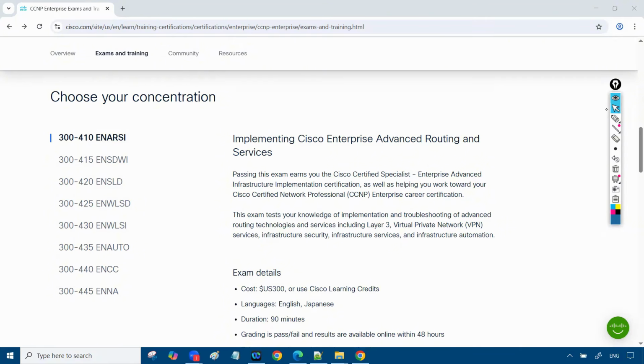But if you do not belong to the routing and switching department, then you have the option of automation as well as design. You can pick any one of them. But for a fresher, the recommendation is to go with ENARSI, and if experienced, you can go with SD-WAN. This concentration paper costs $300 USD, and you have to pay the taxes as well. We are in India. Then you have an exam of 90 minutes. You can give this exam online or at a Pearson center as well.